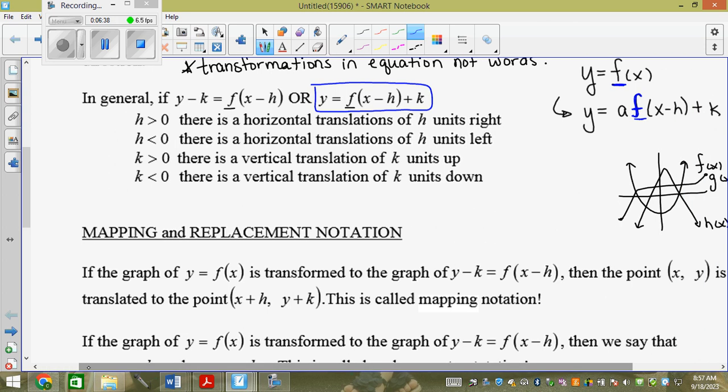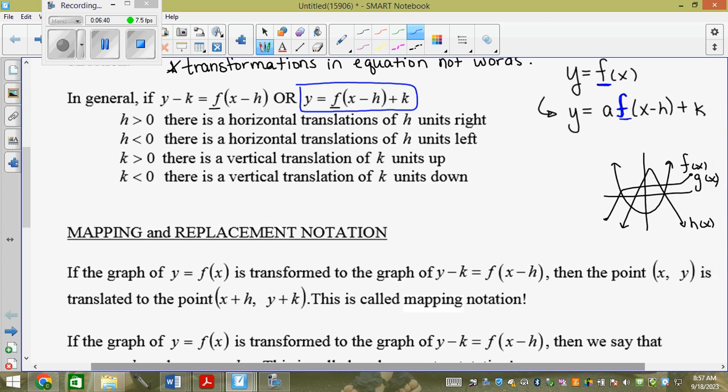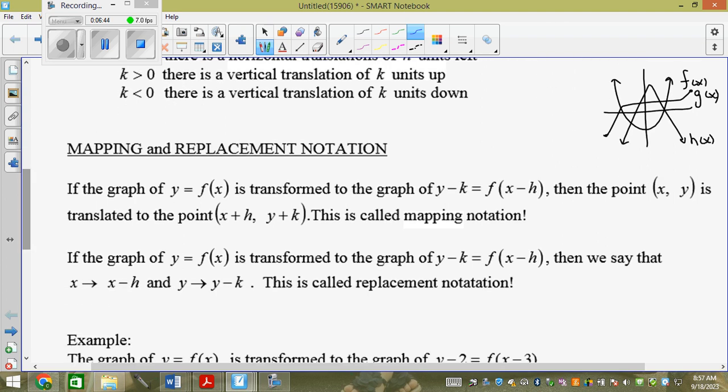So here it says the little summaries of your h's and your k's. Here it says mapping and replacement notation. So this year we actually add mapping and replacement notation too. Mapping notation is used more often than anything because it's literally just how would the coordinate move. So if I have a coordinate x, y, how would I move it?